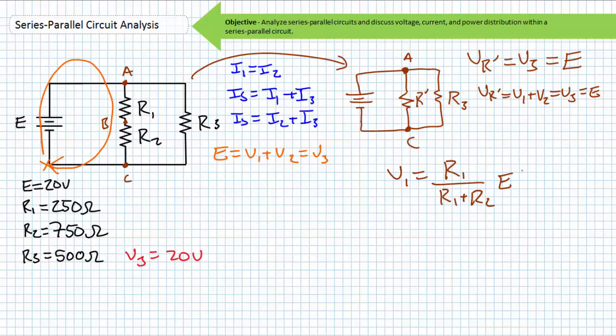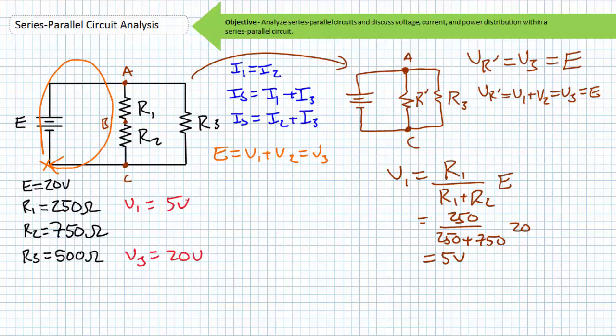I'll use the VDR to solve for V1. Notice the VDR set up to solve for V1 includes only those elements in series with one another for that path. In this case, only R1 and R2. R3 is not in this path and is in no way influencing the voltage drop experienced by these two resistors. Substituting in the necessary values, we find V1 to be 5 volts.